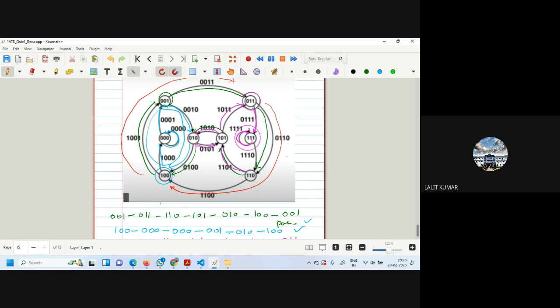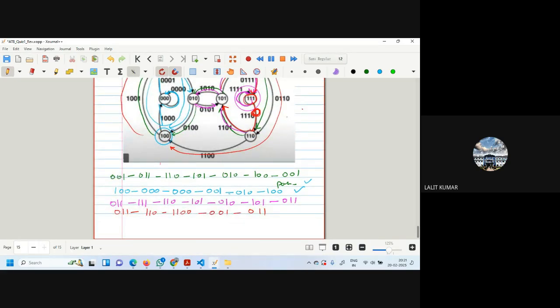To cover this now, 0, 1, 1, we have to cover this edge. This is the edge, na? Okay, so we start from 1, 1, 1. We come to 1, 1, 0. We go to 1, 0, 1. We go to 0, 1, 1. And then finally we come to 1, 1, 1. So this is the fourth path.